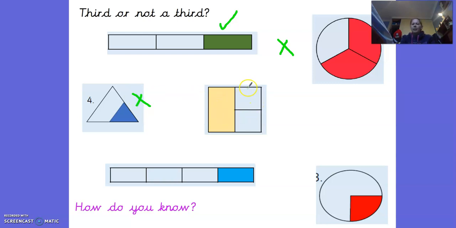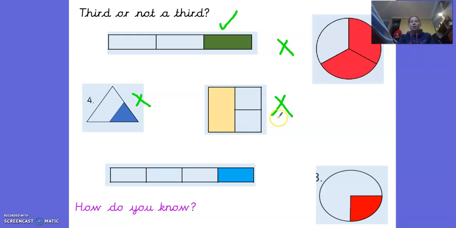The fourth one, here, look, the fifth one here. Oh, it says 4, doesn't it? But it should be 5. So this is a tricky one because it's split into 3 parts, but they're not equal. So it's not a third. Now here's a challenging question for you. Anybody know what fraction of that shape is coloured in?